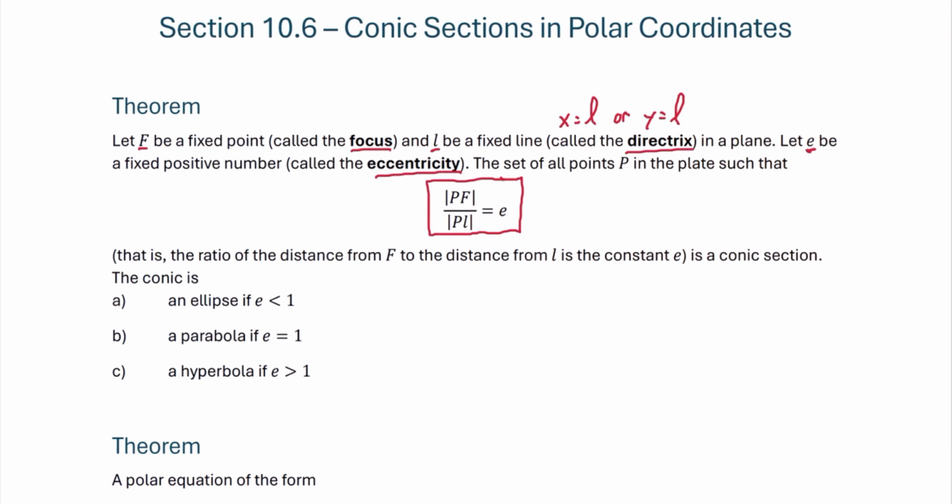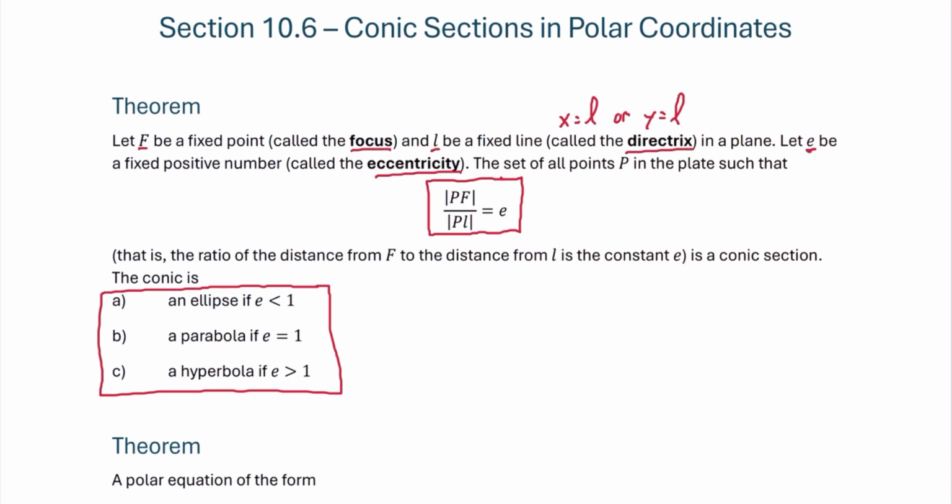And we have three different situations or cases. We're looking at the ellipse if the eccentricity is less than 1. We'll be looking at a parabola when E is equal to 1 and a hyperbola when E is greater than 1. Now, if you don't have those memorized, they can be somewhat easy to confuse.